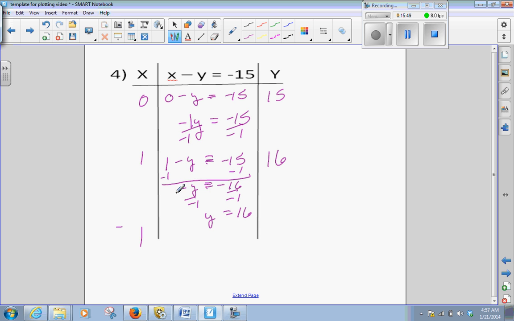Last but not least, I'm going to put in a negative 1 for x. So instead of x, it's a negative 1 minus y is equal to negative 15. To get that y isolated, I need to get rid of that negative 1 with a plus 1. It's going to cancel. This is going to leave me with a negative y. Negative 15 plus 1 is negative 14. If I divide both sides by negative 1, like I did up here, that means y is going to be equal to a positive 14.